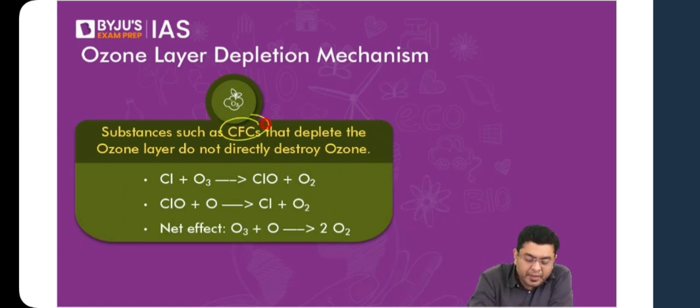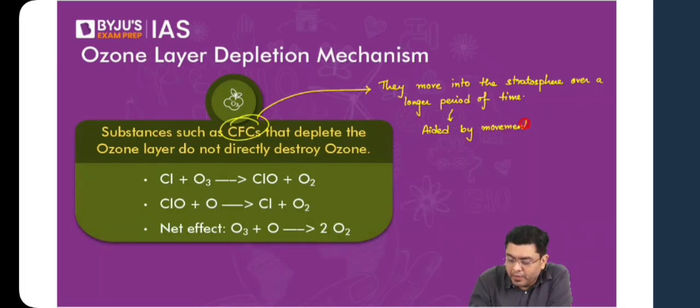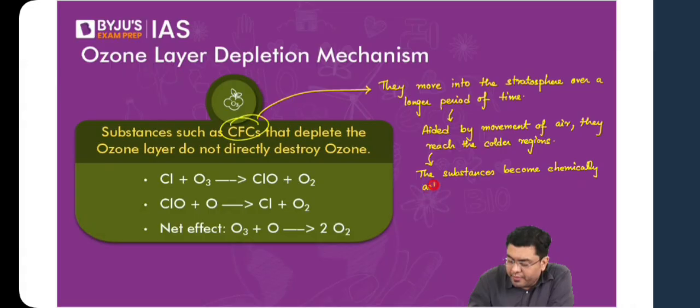So the CFCs, right, they move into the stratosphere over a longer period of time, then aided by movement of air, they reach the colder regions, then the substances become chemically active at very low temperatures and interact with ozone molecule.